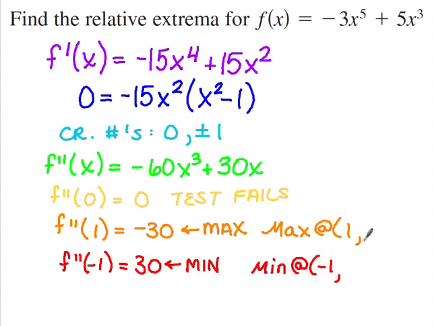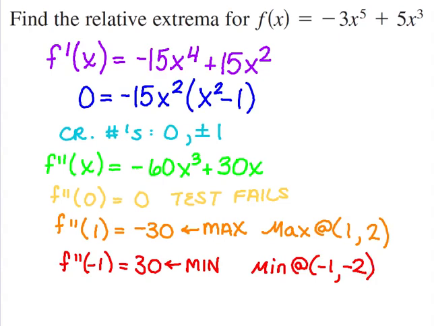So how do I find that something? Plug it into the original equation. Max at 1, what? 2. The min will be at negative 1, negative 2, since it's negative on both of those. Just plug the x values into the original, not the 30.